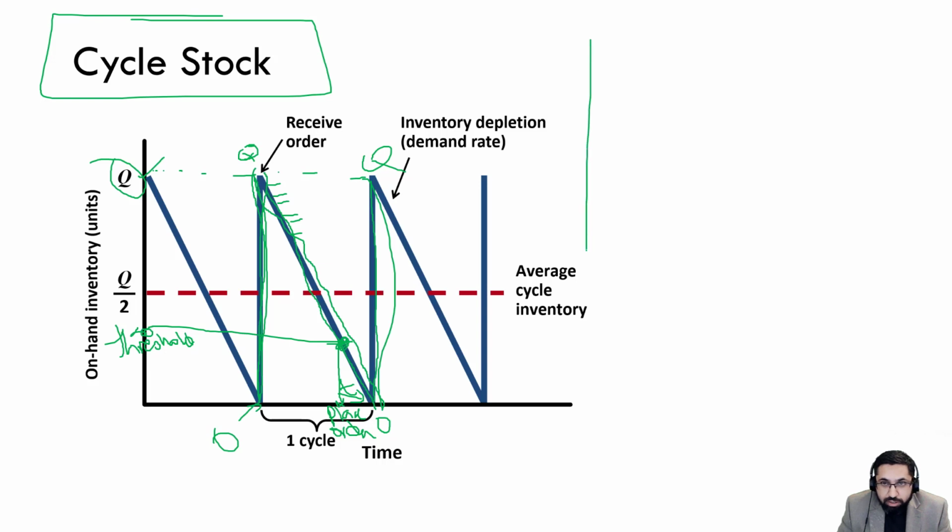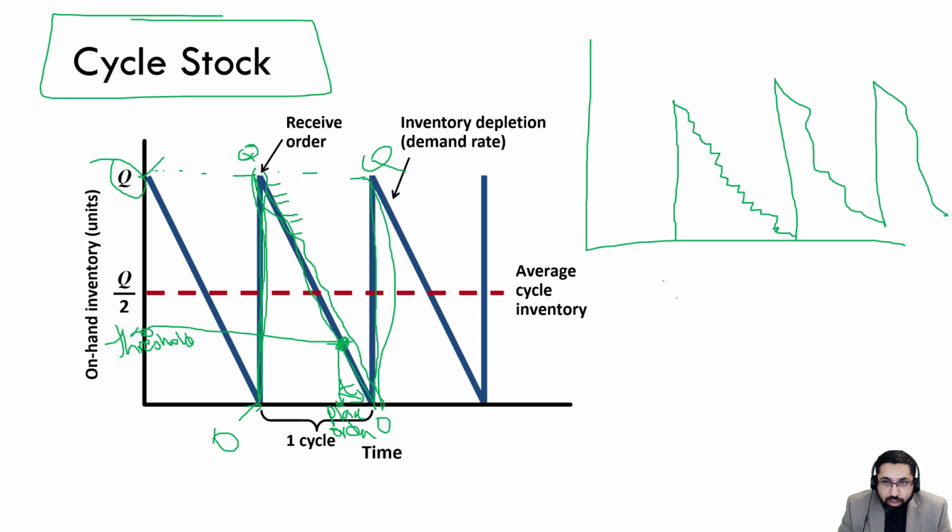And the rate of consumption or sales is not always constant. In real life, it looks kind of like this. Okay, so it jumps up by Q, then it kind of irregularly falls down as it's used or consumed, and then it jumps up and then kind of falls down, jumps up, kind of falls down. So you get what you call the sawtooth pattern with cycle stock.